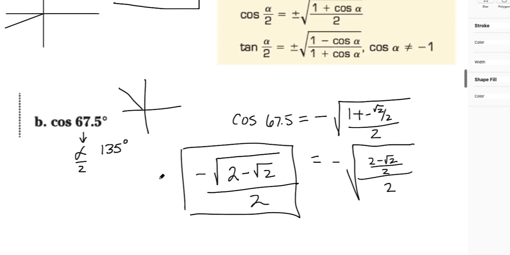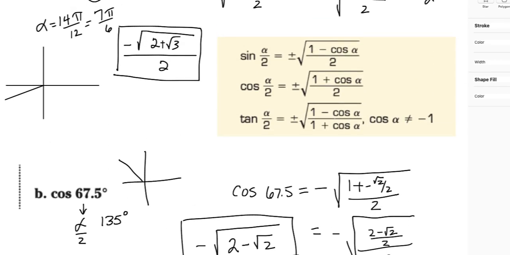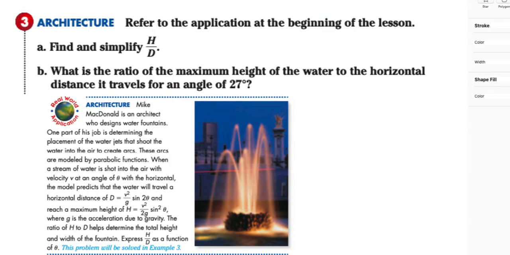All right, so that's enough for this example. Let's take a look at example 3. Looking at example 3, what we're basically going to do is go back to the beginning of the chapter and take a look at an example that they gave us some information about, the jets and the angles of these water jets that are creating this beautiful fountain. And what we want is to simplify this ratio of H over D.